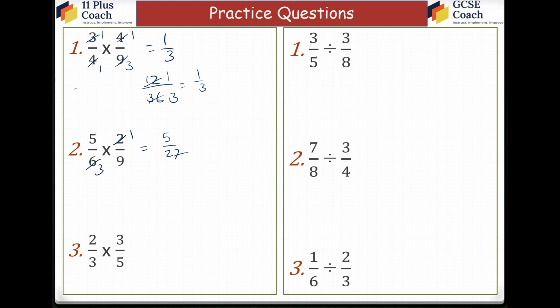Next question, 2 and 5 can't cancel out. 3 and 3 can. So 3 goes into 3 once, and 3 once again. So you end up with 2 times 1 at the top, the numerator, which is 2, and 1 times 5 as a denominator, which is 5. So 2 over 5 is the answer to that question.